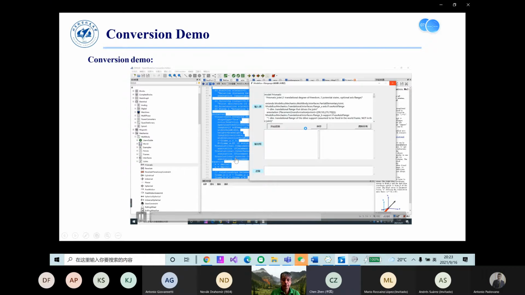Here we will open the Modelica module library code to copy and paste. Then the corresponding target language code will be output in this output box. Let me wait for a little time. Yes, like this.